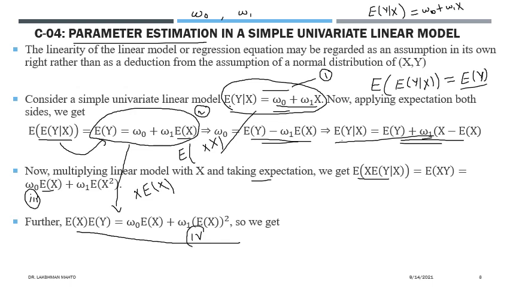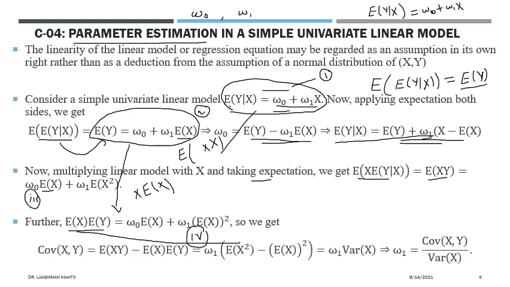Using equation 3 and 4, what common thing can we see? Using these we can define a very interesting concept that we call covariance. So what is the definition of covariance between x and y? It is the difference between the expectation of x and y and the product of the corresponding expectations. This is the definition of covariance. There is a very interesting relation.